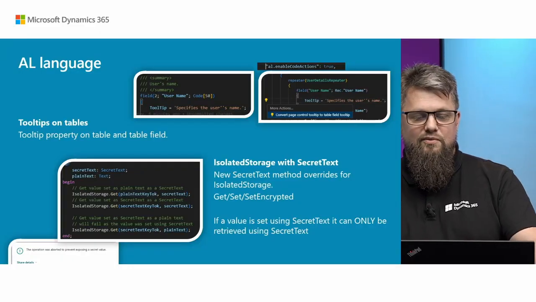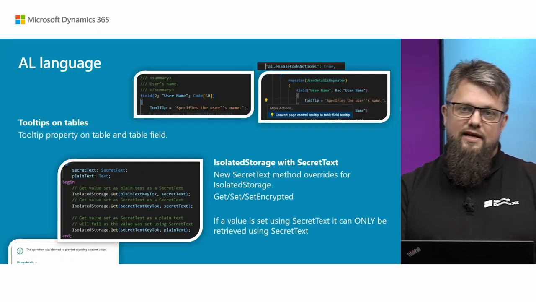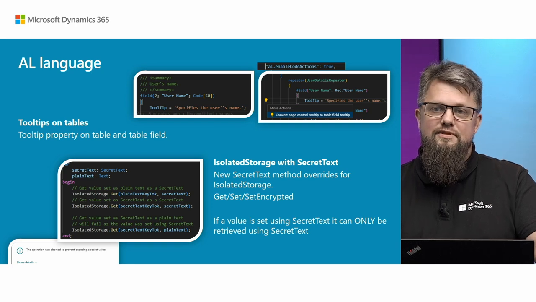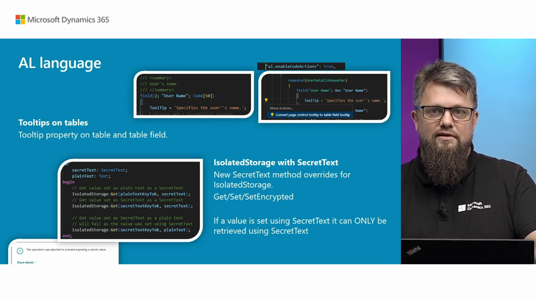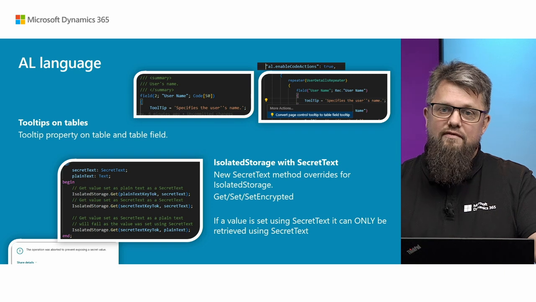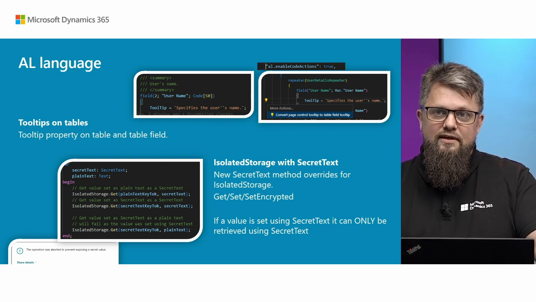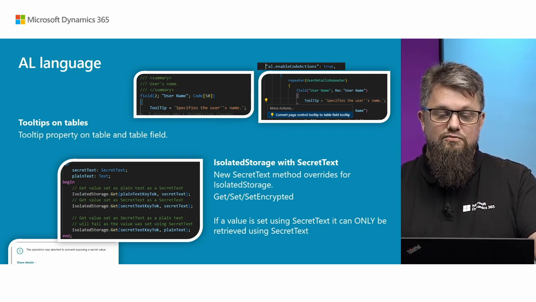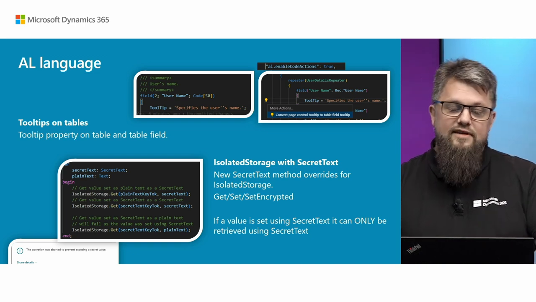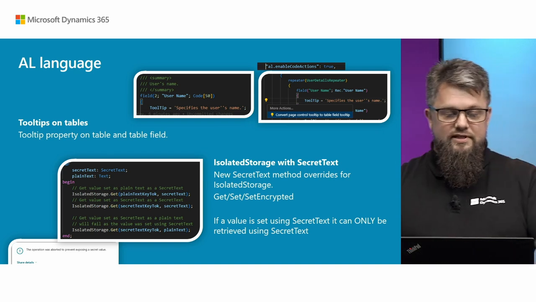Let's start with tooltips on tables. We now have the ability to add tooltips to tables, and you can now reuse tooltips across all your pages if they're on the tables. And if you have code actions enabled, you can also use the new code action to move tooltips from pages into tables. For isolated storage, we added support for secret text.